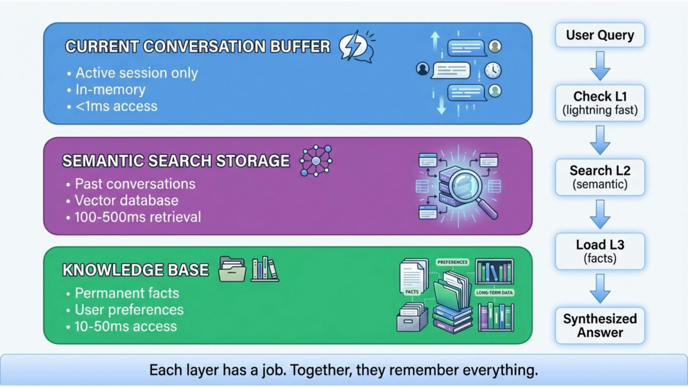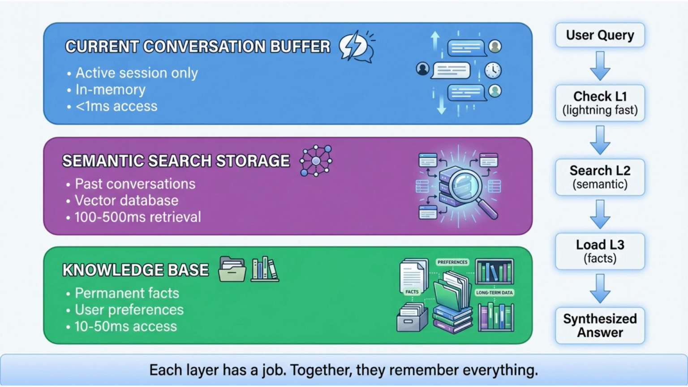Layer 2, semantic search storage. This is long-term memory. Past conversations, hundreds or thousands of them, stored permanently. Vector embeddings, similarity search. Finds relevant memories in 100 to 500 milliseconds. Not as fast as Layer 1, but still fast enough. Stored in a vector database. Pinecone, Weaviate, Chroma, whatever you choose.